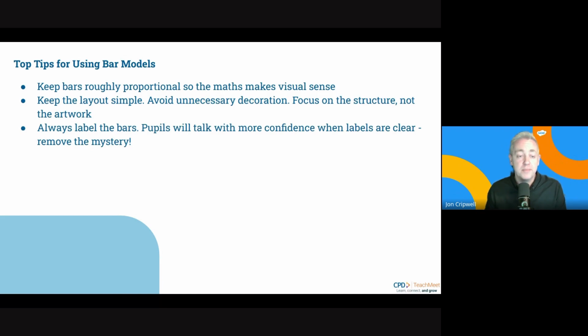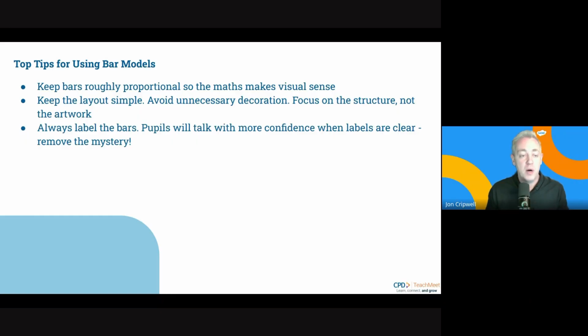Always label the bars. Pupils will definitely talk with more confidence when the labels are clear. We want to remove any mystery from the maths. That's the point and purpose of visual representations, and that's why I was talking about the different colors. We want to remove any mystery at all, and make it really clear where these numbers are coming from, what the numbers mean, and why the answer is the answer in that context.